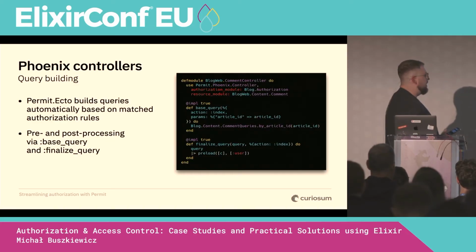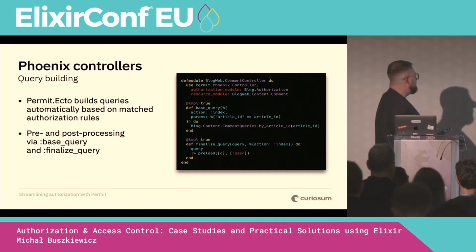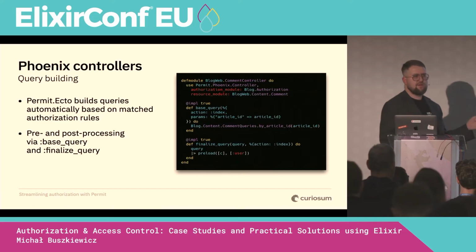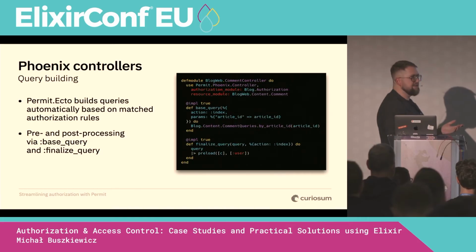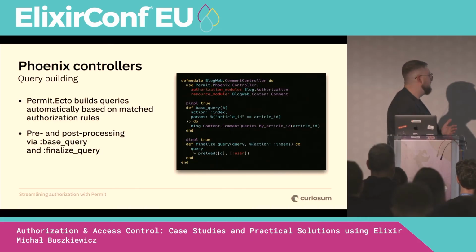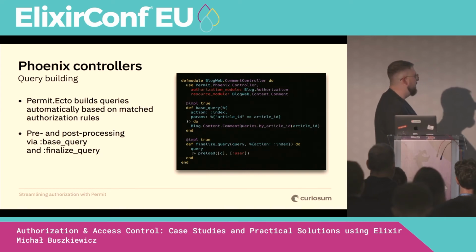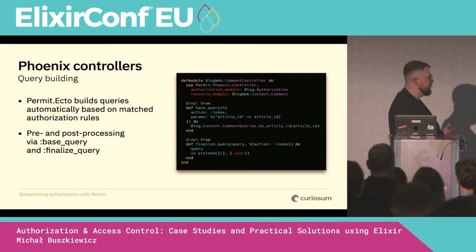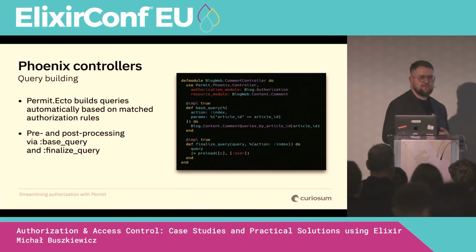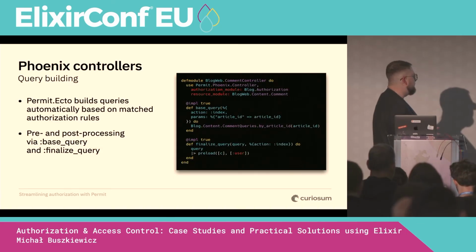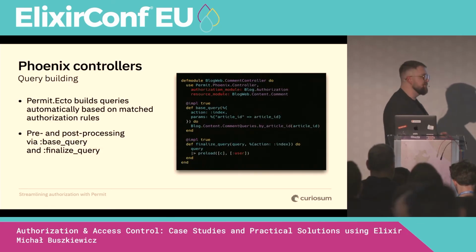And we can also have control over how the query is built. So in case we, for example, have a route that first has the article ID and then we want to, for example, index comments of that article, then in the base query callback, we can pre-process the query based on, for example, the controller params, the action we are doing. And in this case, it's handy to filter out by article ID, and we also have the finalized query callback we can use to post-process the query.